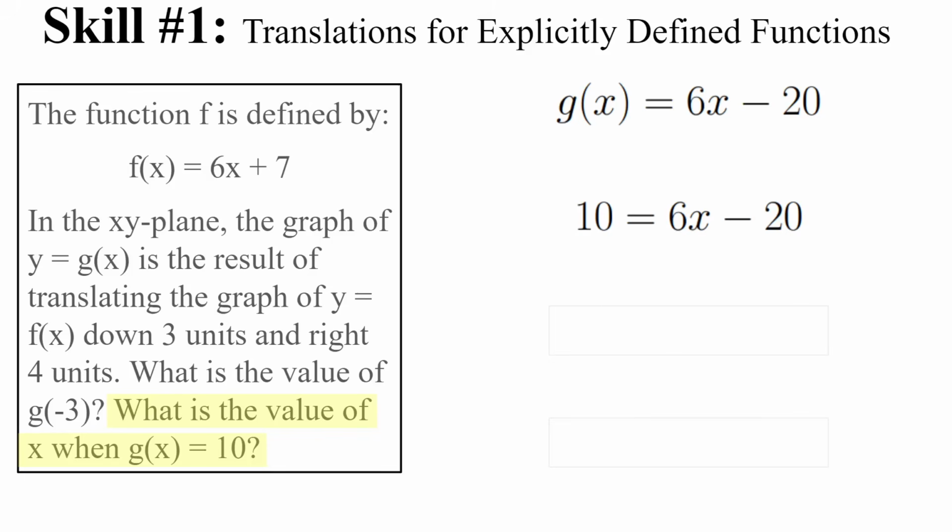So to do that, we're going to add 20 to both sides. We get 30 equals 6x. Now we're going to divide both sides by 6. And we should get x equals 5.